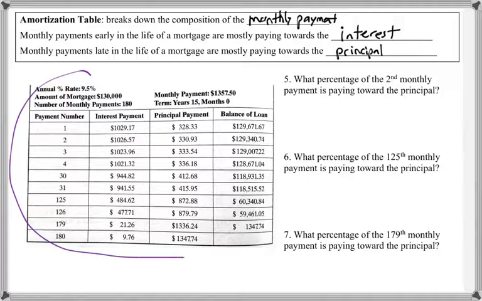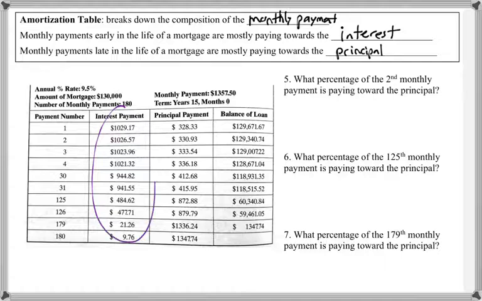So you can see that we have our amortization table here, and the mortgage is $130,000, and each monthly payment is $1,357.50. So these two columns break down how much of that monthly payment is going towards the interest and how much is going towards the principal. And if you add each of these columns in each row, they should always add up to be $1,357.50.